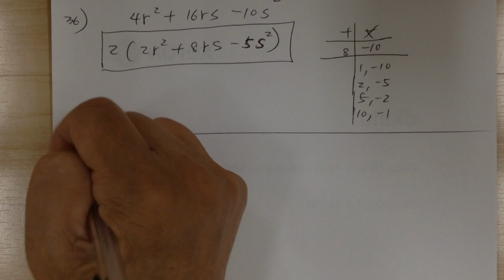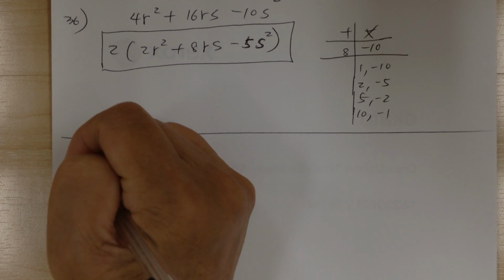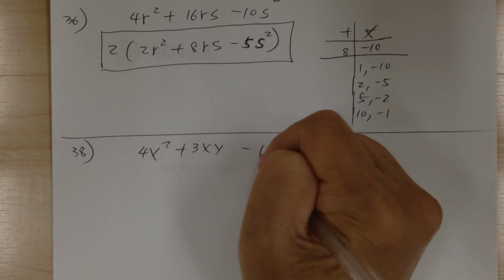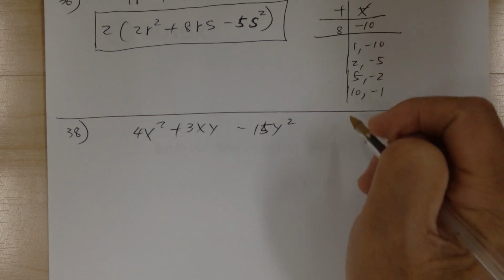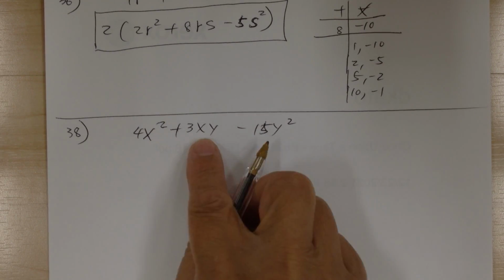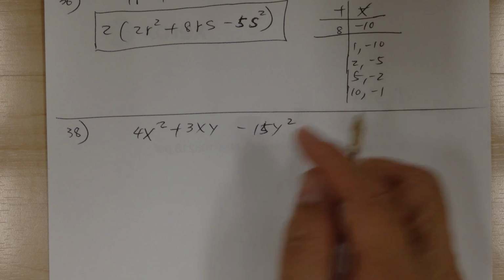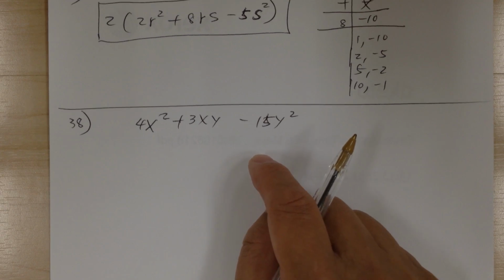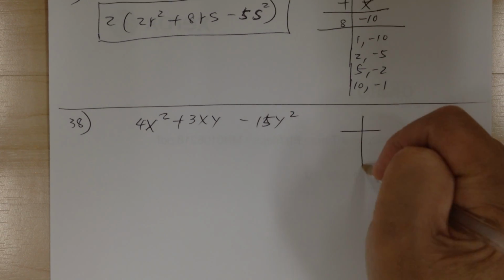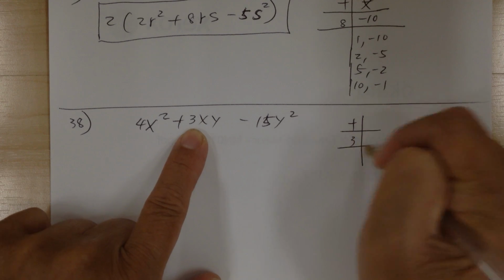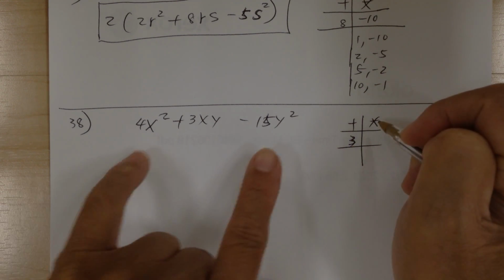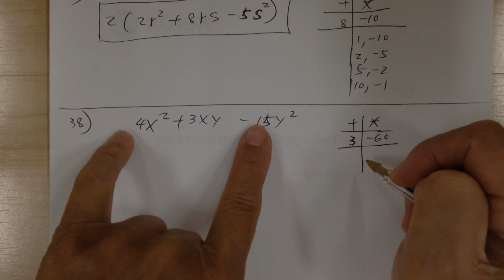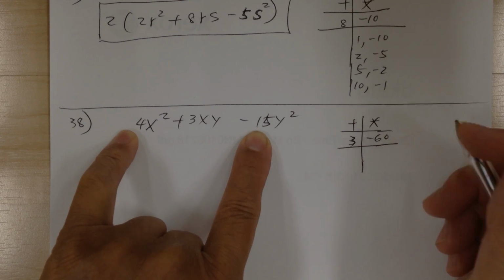Okay, 38. You got 4x squared plus 3xy minus 15y squared. Step 1, common factor: 4, 3, 15, cannot. Step 2, perfect square. This is good, but this is not good. This is not a perfect square. Then step 3, the cube. This is not a cube, so you go to step 4, master product. You have to add to get the 3, and multiply to get negative 60, because 4 times negative 15 gives you negative 60.